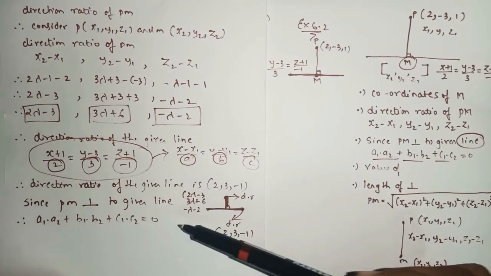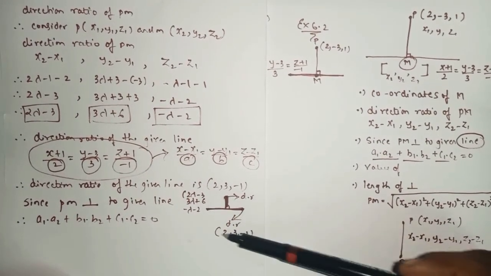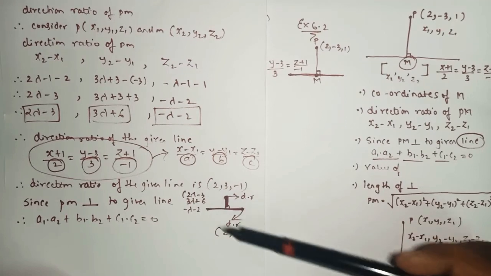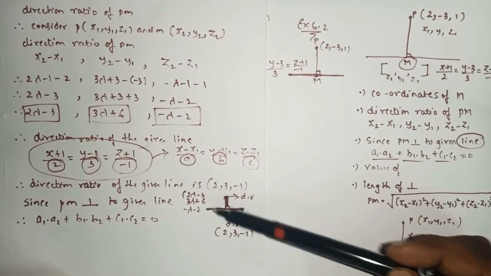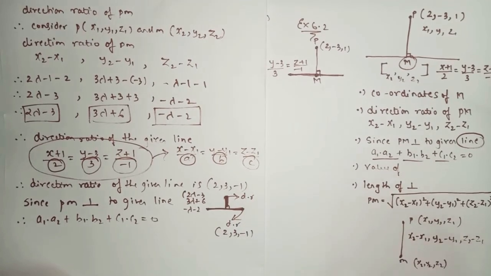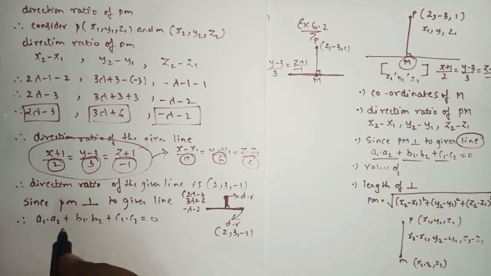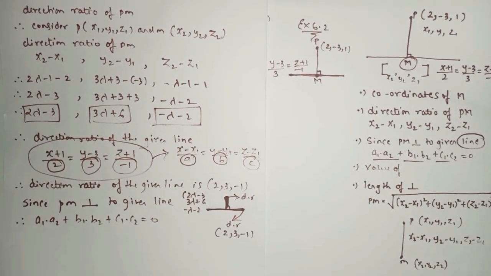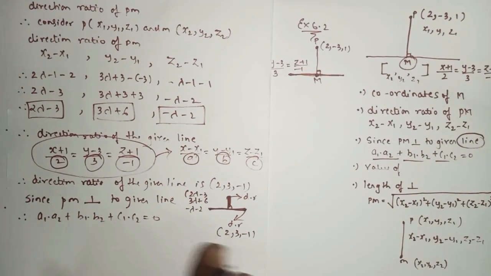so this is the concept: the sum of the product of its direction ratios is equal to 0. When the sum of the product of direction ratios is equal to 0, these two lines are perpendicular to each other. So this is one concept in the exercise. A1 A2 plus B1 B2 plus C1 C2 is equal to 0.